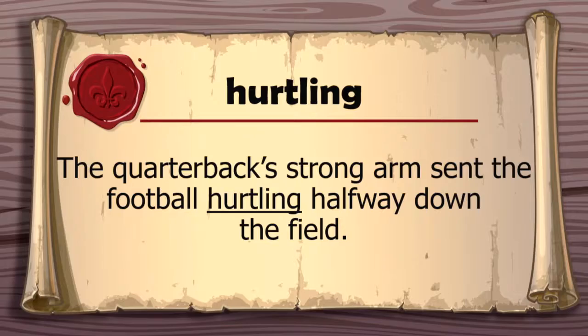All right, next we have hurtling. The quarterback's strong arm sent the football hurtling halfway down the field. Now, this is a good word. You and I both know well that when a quarterback throws a football, it flies across the field with amazing speed and power. Now, often if we say something is hurtling through the air, we mean it's kind of out of control. Like when I throw a football, it's likely to go hurtling into someone's head. Accidentally, of course. I'm really bad at football.